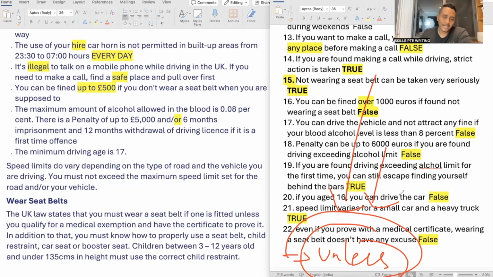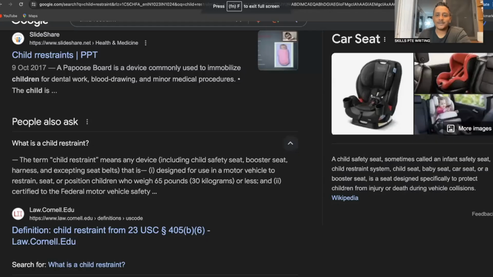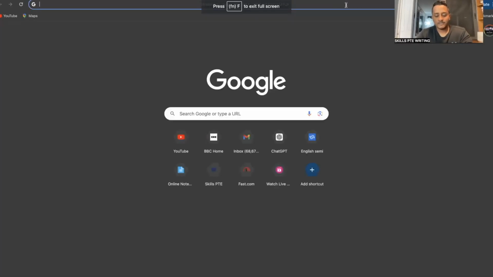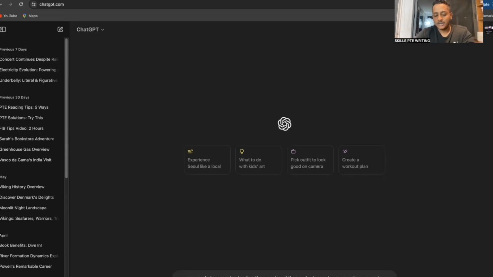I'll just show you that, because this is required. This is how it will be in the exam. You can go to ChatGPT. Can you help me understand the meaning of the word unless using some sentences and their meanings?